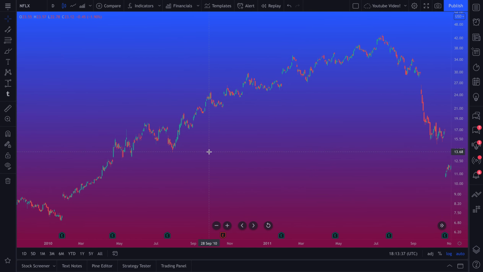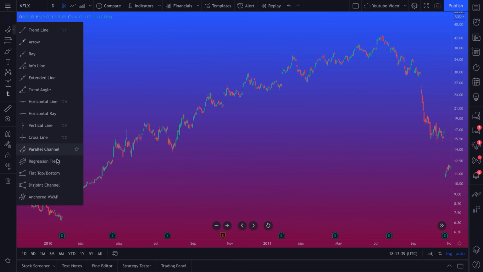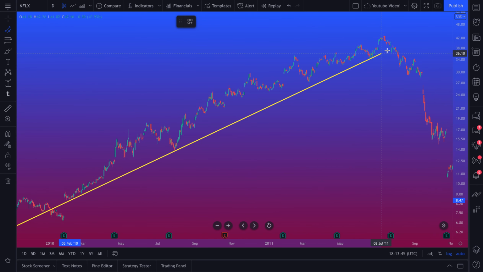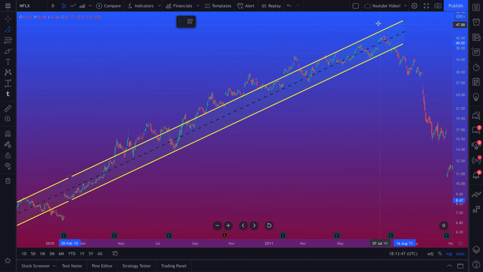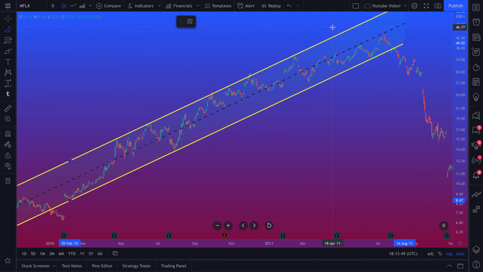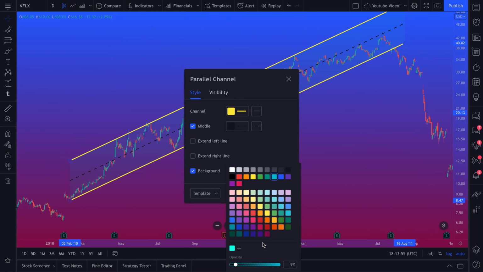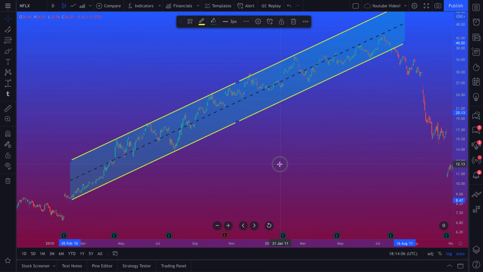So we see this uptrend here. Let's take our channel tool and parallel channel, and let's find our starting point here. Let's draw this trend line through, extend it up here to the top of the channel that we see, and click. Let's double click. Let's turn off extending it. Let's even make the background a little more colorful so we really can't miss it. Let's do another color too that really pops for us. That's pretty cool on this color scheme.